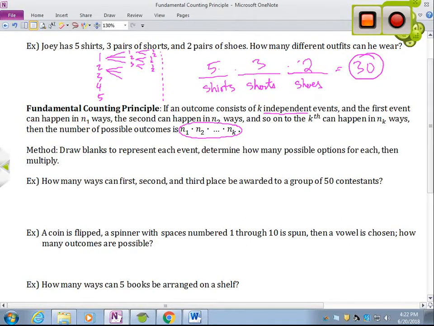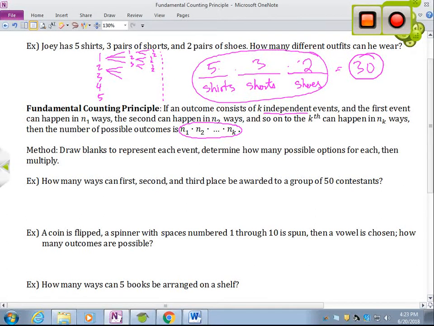up to nk, okay? So to do this, we still want to be systematic about it, but what I strongly, strongly recommend is that you draw blanks to represent each of the events, label those blanks, like I did up here, okay? And then ask yourself, how many options do I have for the first? How many options do I have for the second? How many do I have for the third? Ask individually, okay? And that's the important question there. And then we'll multiply all of those together, okay?